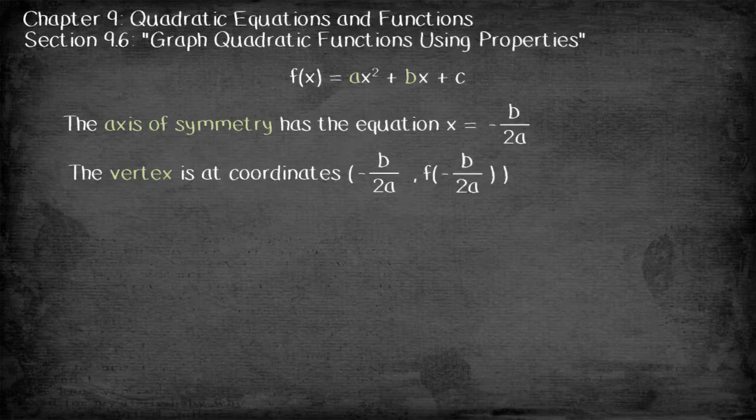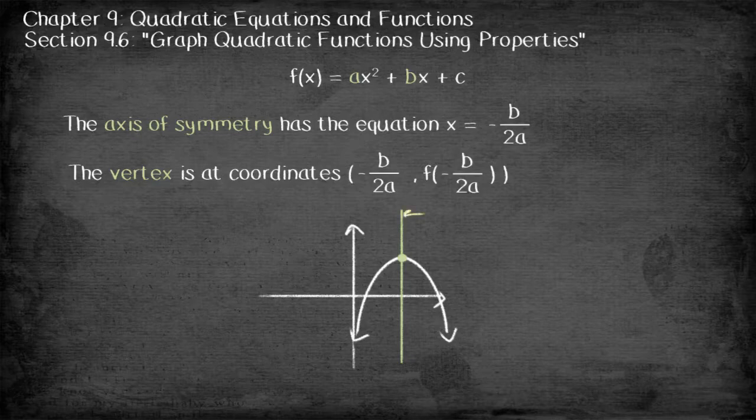So here's a picture for reference. The axis of symmetry is that line, and the vertex is that point. The axis of symmetry really does go through the vertex, and that's why we use this value, negative b over 2a, to calculate the y-coordinate of the vertex.